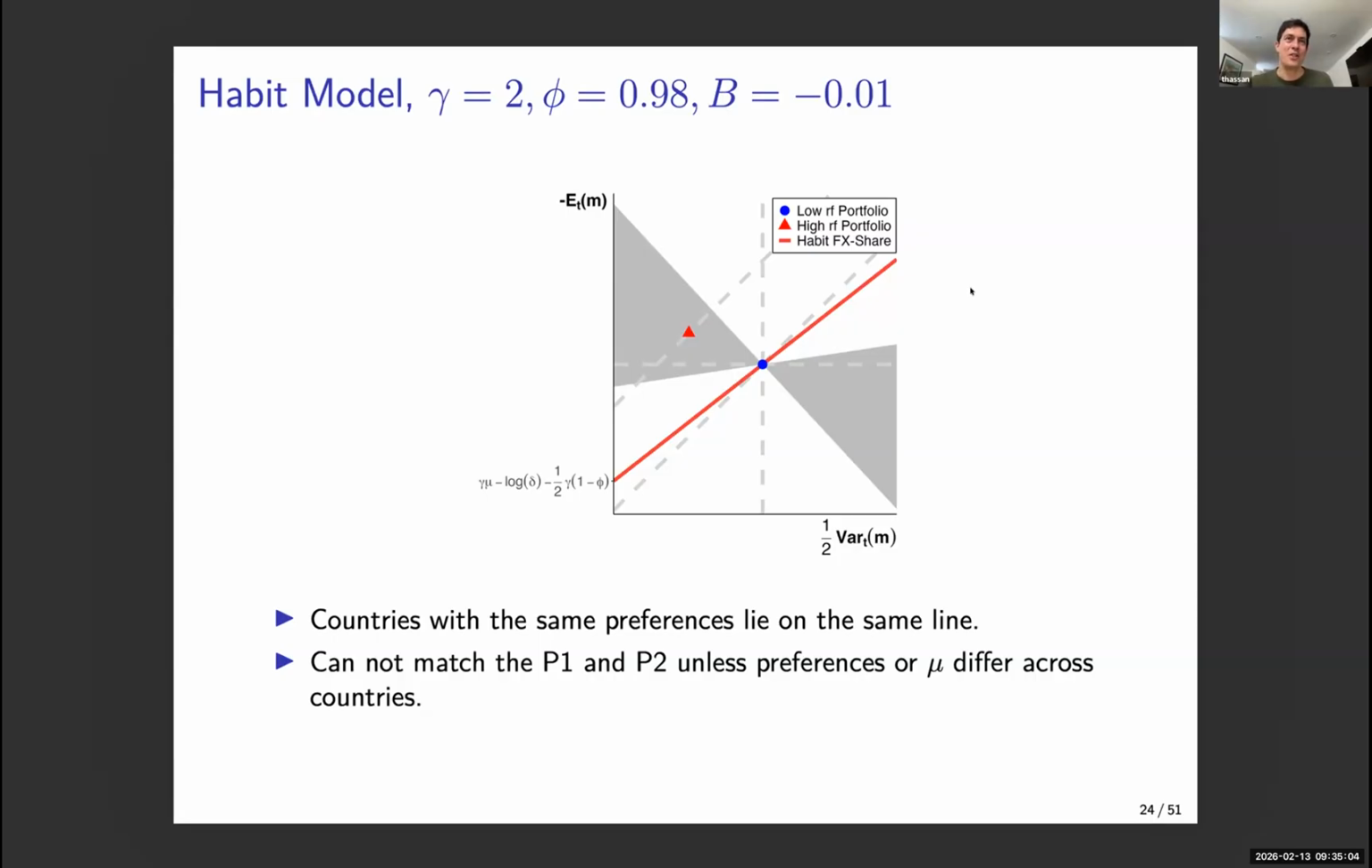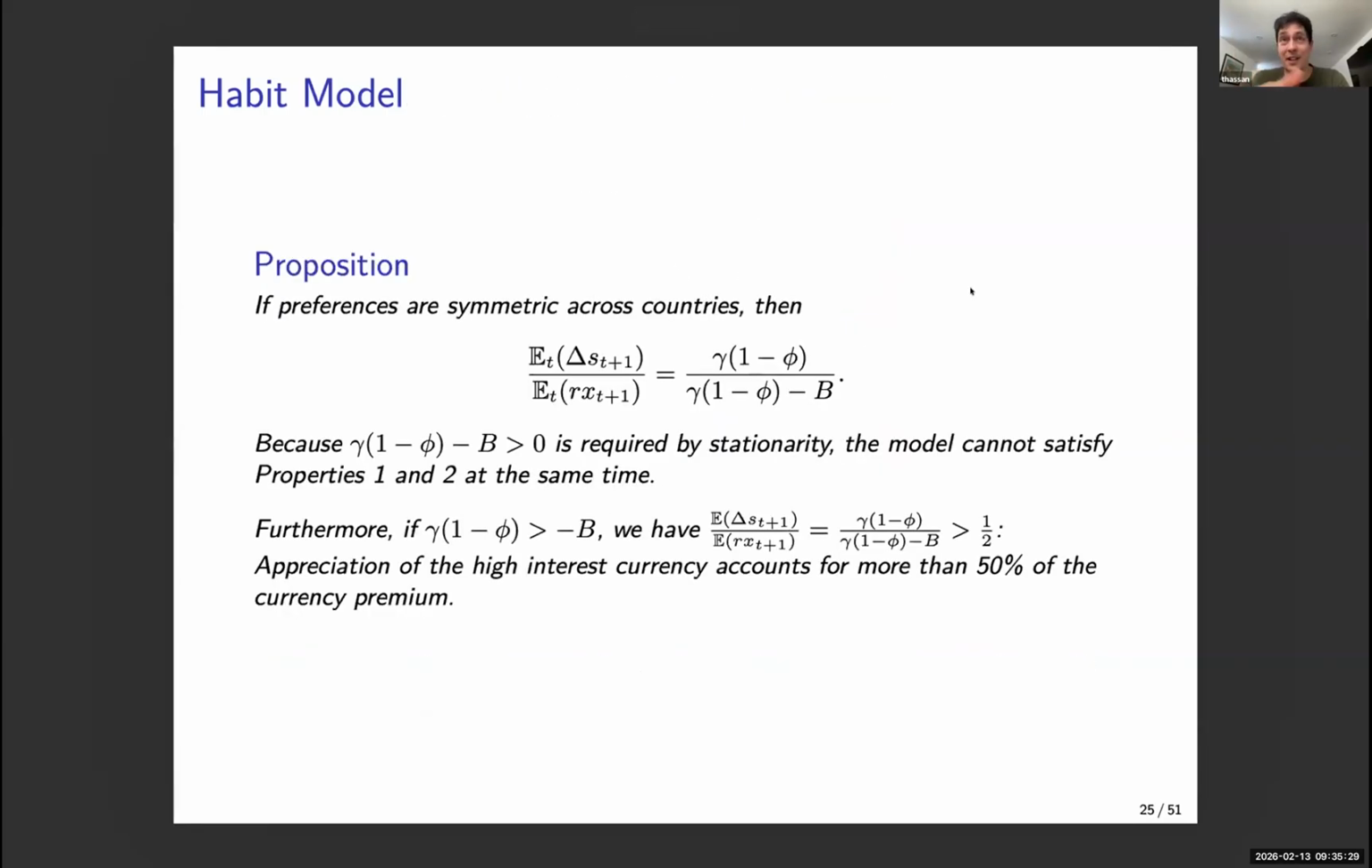And secondly, it turns out the simple way of doing this, just assigning different time preference rates to different countries, for example, is not going to help us at all. So it has to be a complicated deviation from having the same preferences in different countries. I think I have a picture for that later. Okay, but the point is, same problem in the habit model. In fact, I can also show a theorem. If preferences are symmetric across countries, then again you can solve for the FX share without simulating the model. I can just calculate the FX share from the preference parameters.